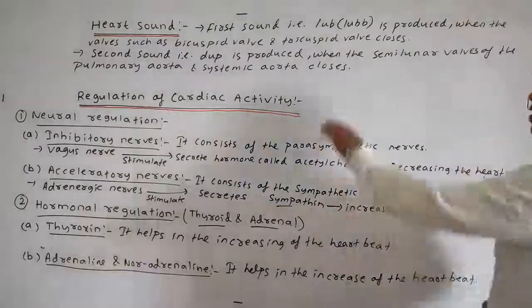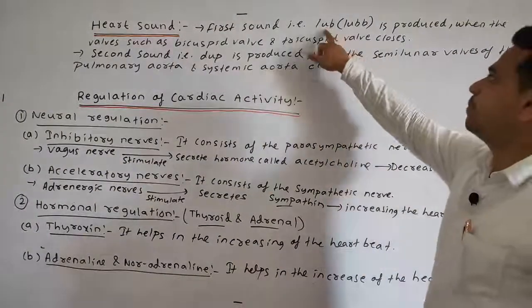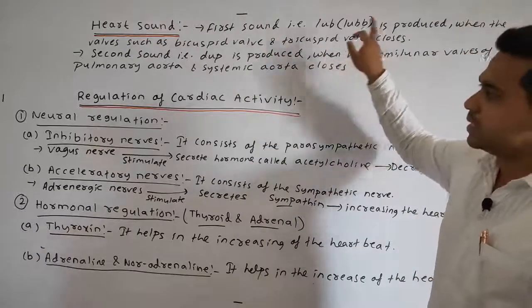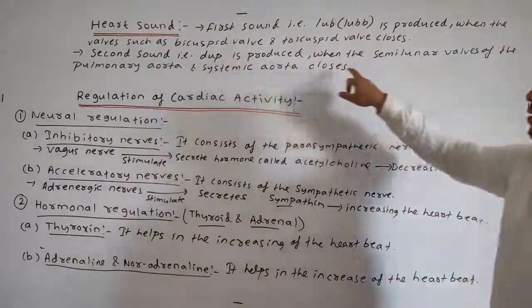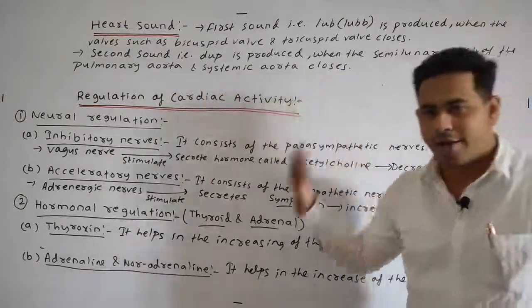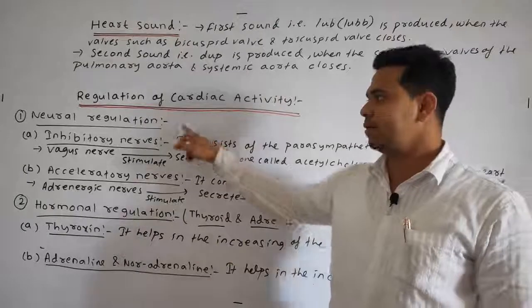Okay students, so as of now what we have read: first sound is called the lub, which is produced when the bicuspid valve and tricuspid valve close. The second sound, the dub, is produced when the semilunar valves of both the pulmonary aorta and systemic aorta close. How is it regulated? It is controlled by neural and also hormonal regulation.